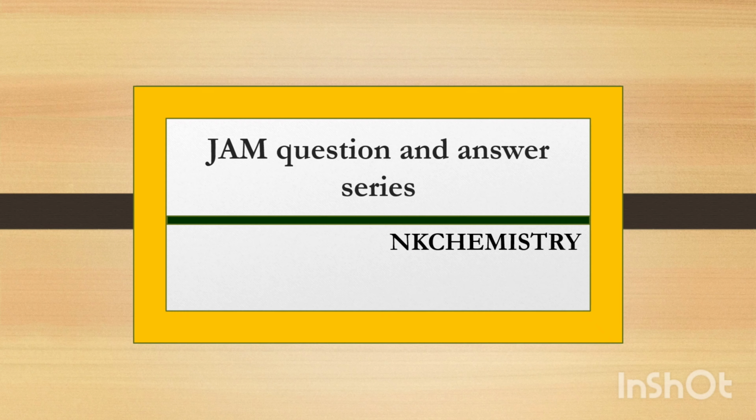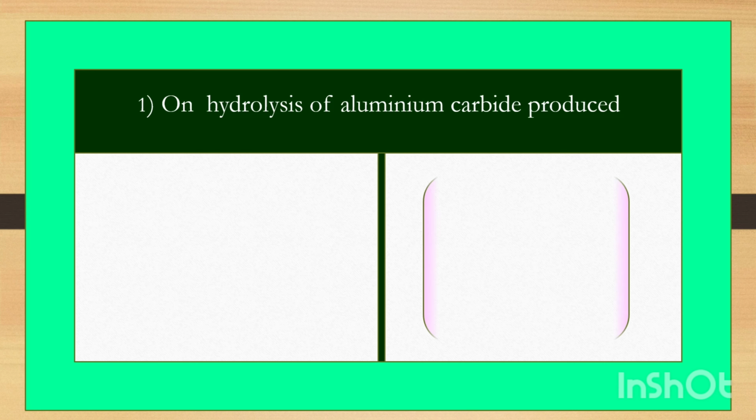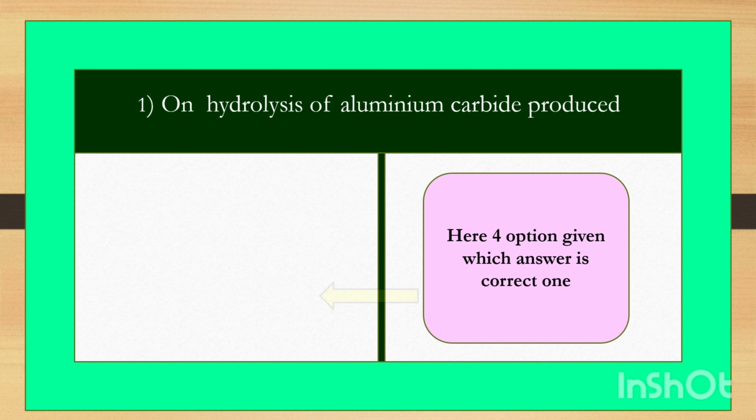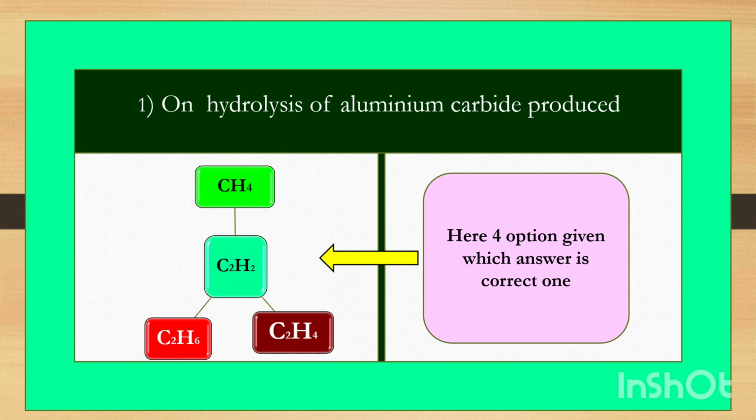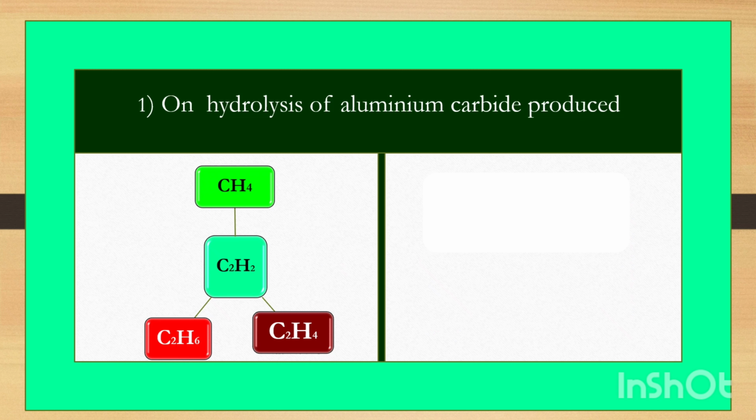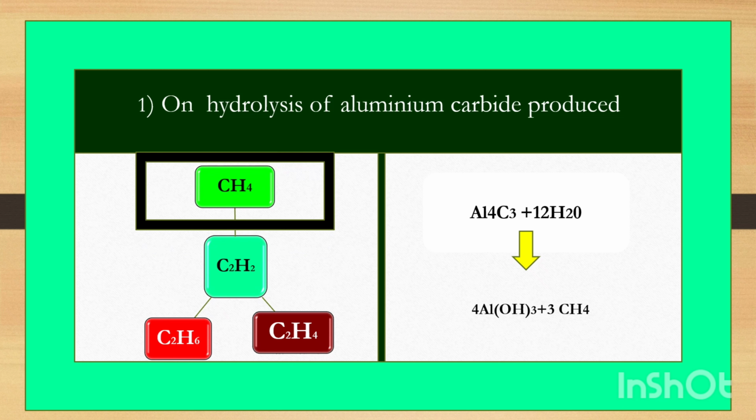Okay, here is the IIT JAM question answer series. Here the first question is: on hydrolysis, aluminum carbide produces methane, ethene or ethyne. The first option given is that aluminum carbide reacts with water to produce aluminum trihydroxide plus methane. Here the correct option is methane.